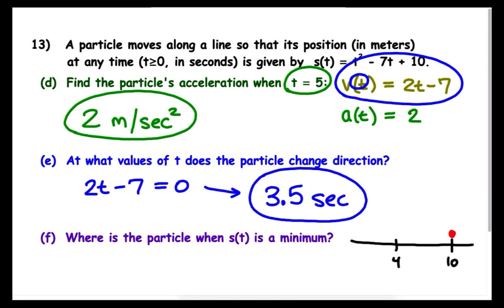Or, again, the starting point was 10. Maybe it shot out to the left right away. 1, 2, 3, 3.5 seconds, then turned around, 4, 5, 6. In which case, the answer is going to be even farther to the left. So I don't know which one of those cases is the true case, but I can figure that out. And here's how we know.